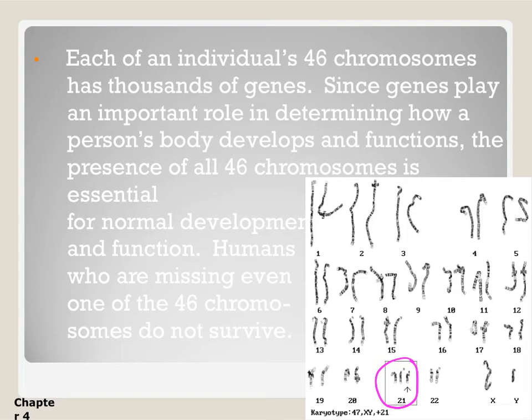Each of your individual 46 chromosomes has thousands of genes on it. All of those genes play different roles in determining how you look, how you develop, and how your body functions, if your body functions correctly. You have to have all 46 of those chromosomes. Most of the time, if you are missing one chromosome, or if you have one too many, then the individual does not survive, and often it would be a miscarriage.